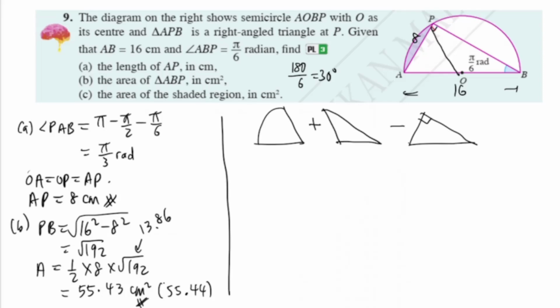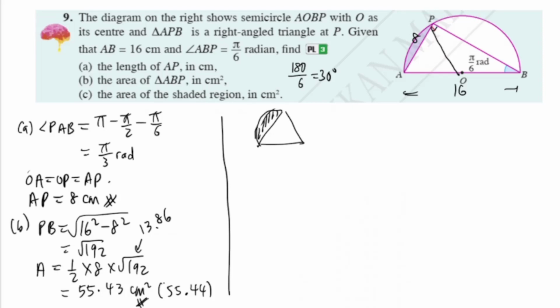Okay, sorry, you're finding area of shaded region. Sorry, I'm looking at the wrong thing. Sorry, area of shaded region is a segment. Now this segment is actually this part only.